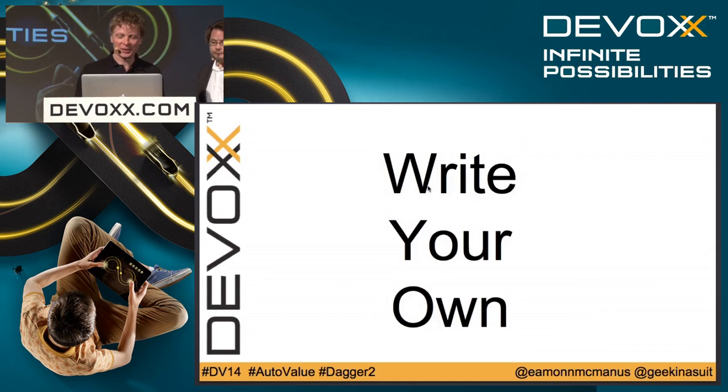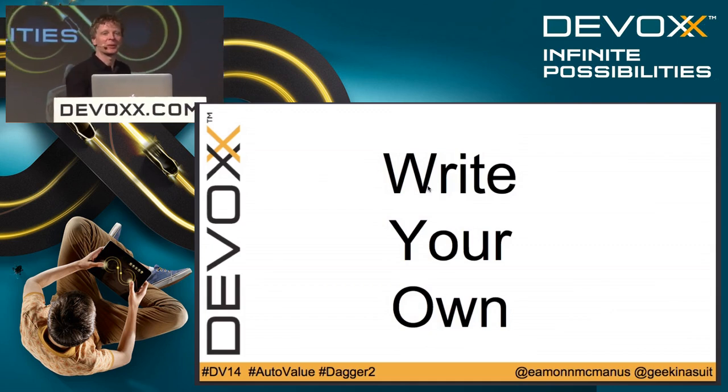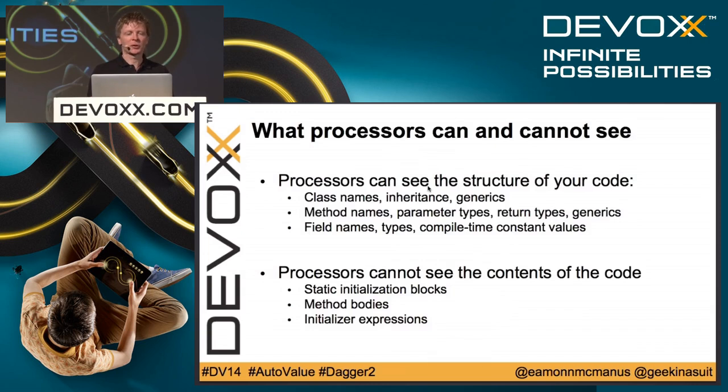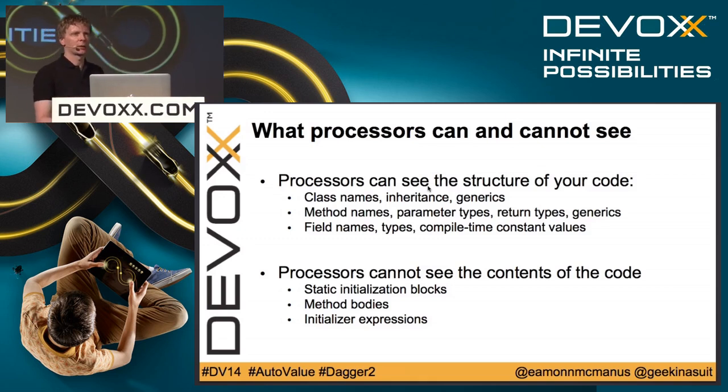Well, I did promise that we would tell you how to write your own annotation processor. So we have a number of tips to allow you to do that. First of all, we need to establish what exactly you can do in an annotation processor and what you can't do. So a standard annotation processor using just the JavaX APIs that are defined can see the overall structure of your program. Basically, it can see everything except the code of your program.